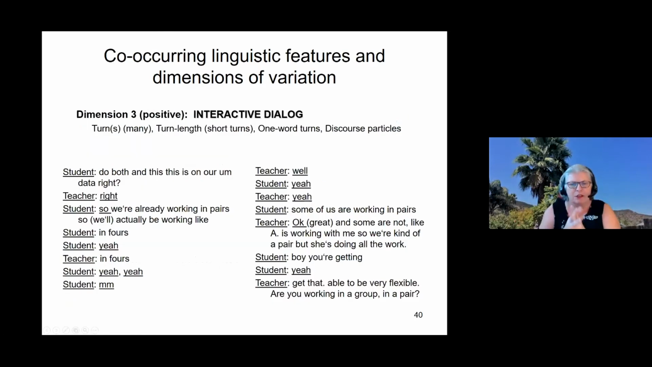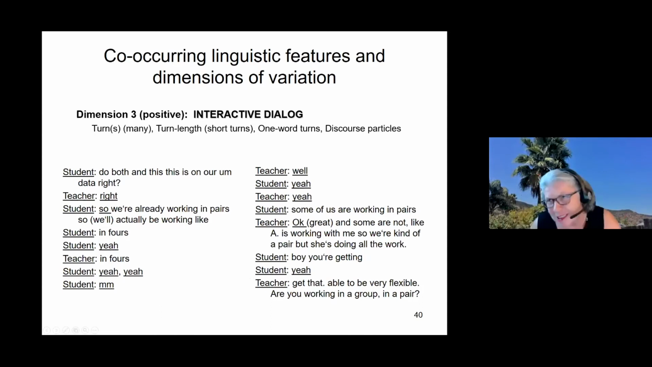The third dimension on the positive side is interactive dialogue. Here, some of the interactional features grouped together, which is turns, number of turns, turn length, one word turns, which was particularly robust in there, and discourse particles. As you see in the example, there are lots of turns, underlined here. Lots of turns in this segment, and there are lots of one word turns, like the teacher says, right, or the student says, yeah, yeah, yeah. Very short turns, right? Well, yeah, yeah.